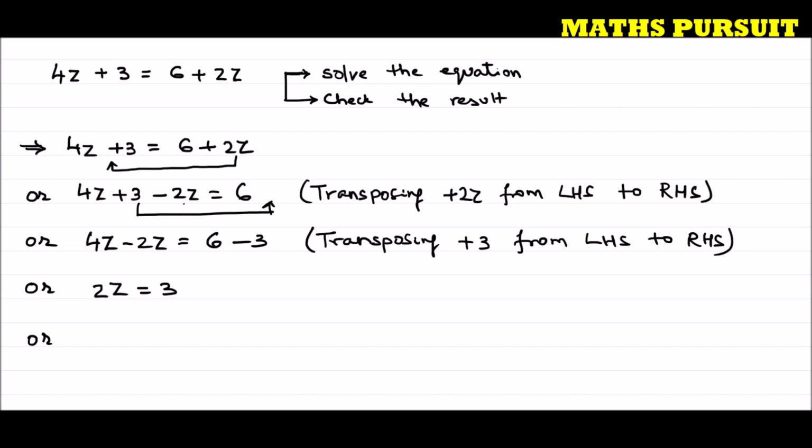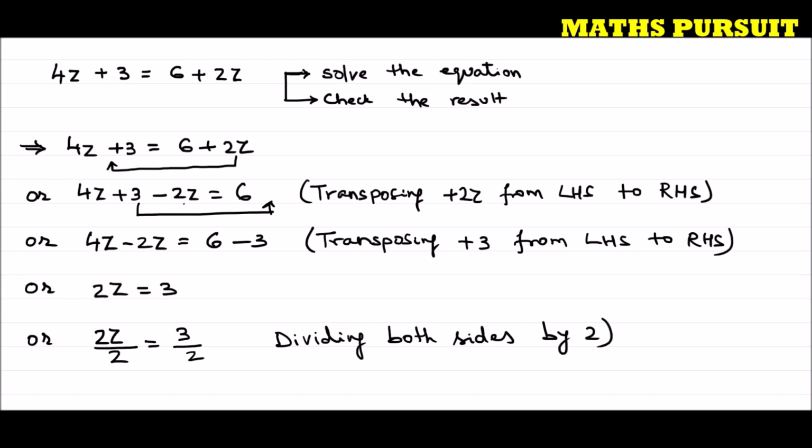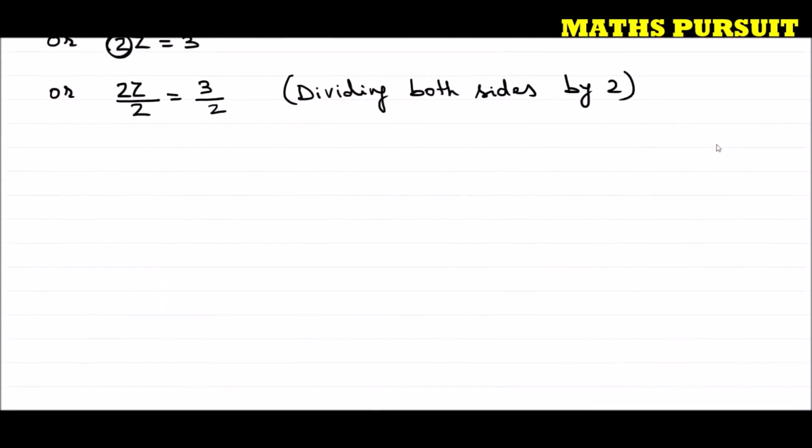Or I can write 2z divided by 2 is equal to 3 divided by 2. What am I doing here? I am dividing both sides by 2. Why am I dividing both sides by 2? I want to eliminate this 2 from z so that I can get the value for z. If I divide the left side of the equation by 2, I should also do the same thing to the right side. So for that reason, I am dividing both sides of this equation by 2.